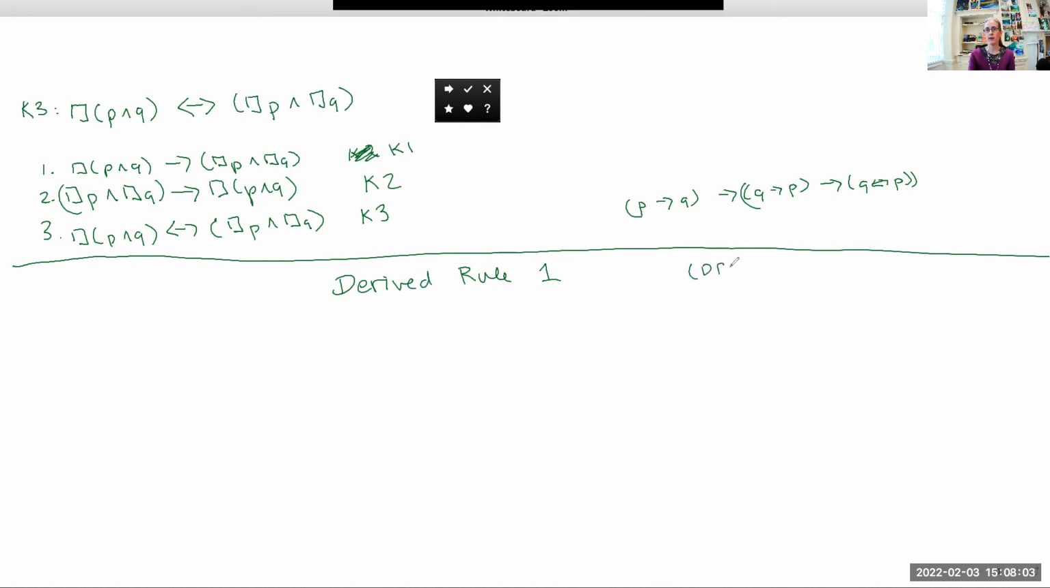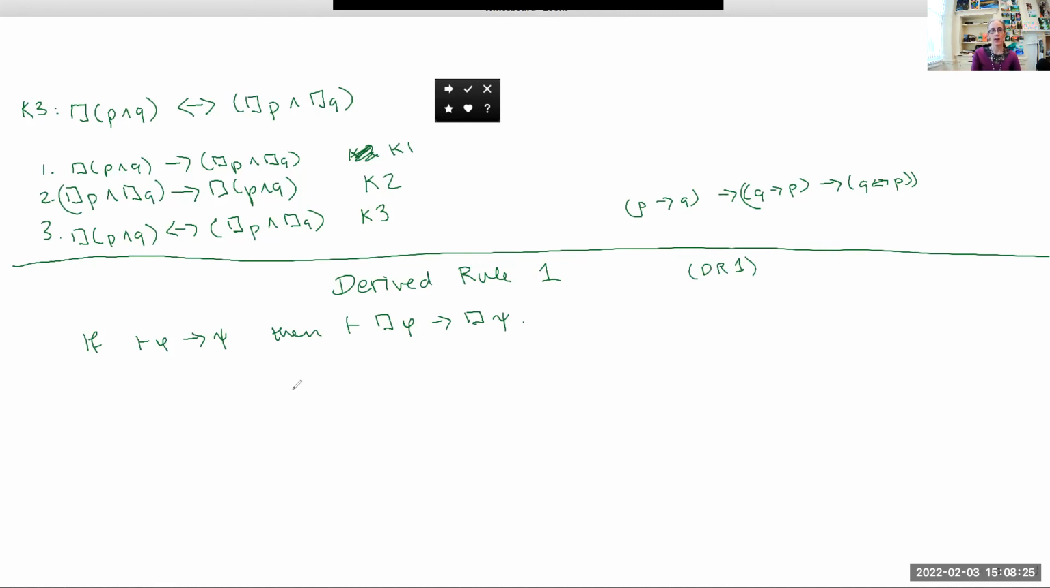We will abbreviate it DR1 when we want to. This rule says that if you have proven some conditional, so you've got a conditional as a theorem, then you will be allowed to write down that conditional with a box on the antecedent and a box on the consequent. So why are we allowed to do this?